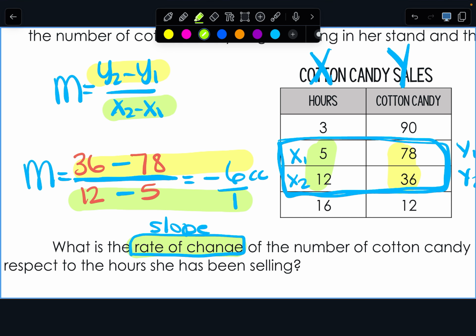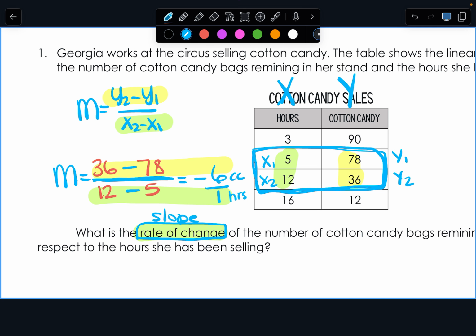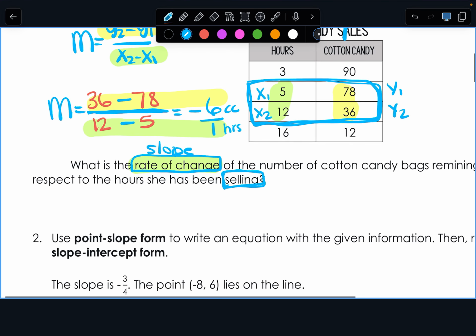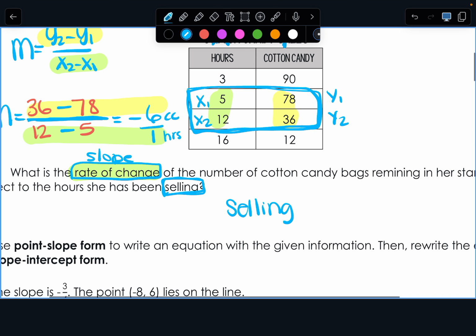What do your X values represent? Hours. Now, why is it negative? What are we doing with that cotton candy? You're removing it. You're selling. So you're selling 6 cotton candy bags.